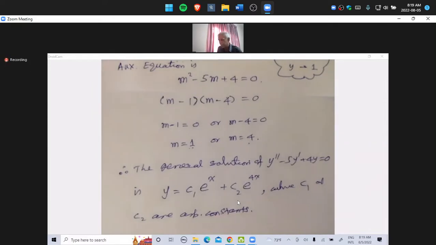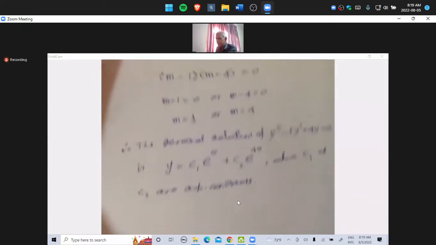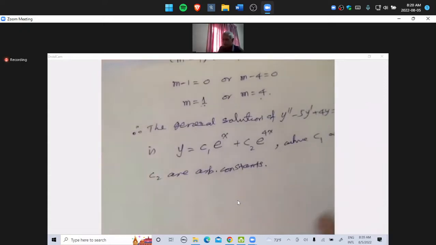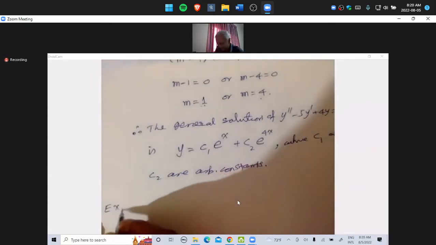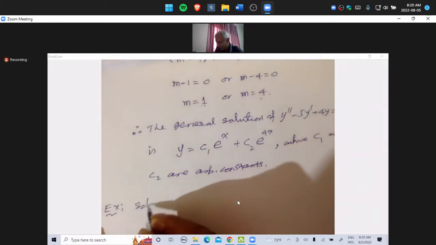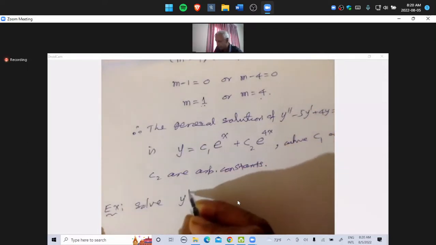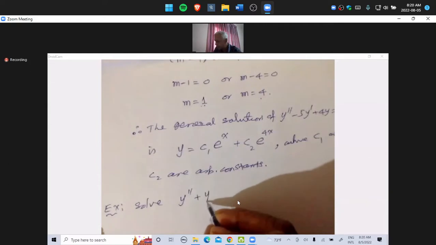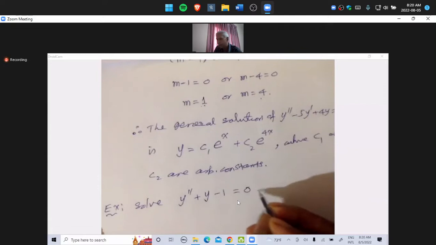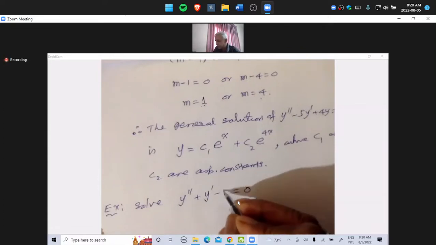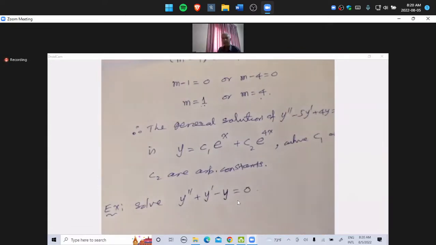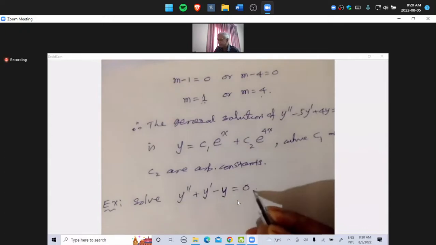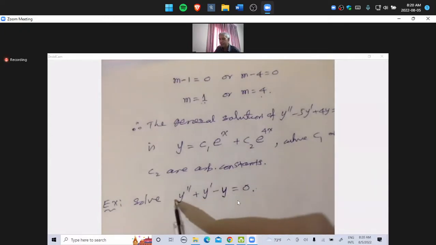Now we did the example. See whether you can do the next one. Let us do it together. The next example is, solve y double dash plus y dash minus y equal to 0. Solve this differential equation. What are a, b, and c? A is equal to 1. B is equal to 1. C is equal to minus 1.